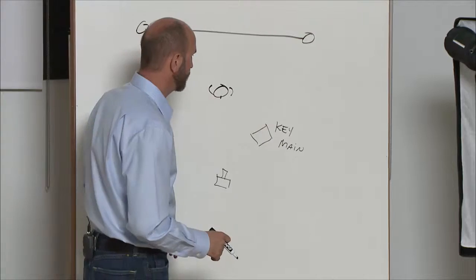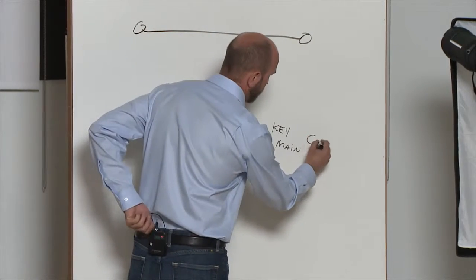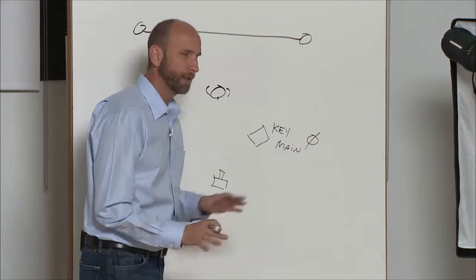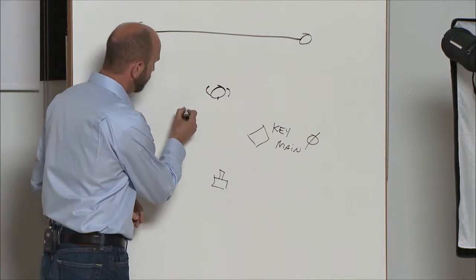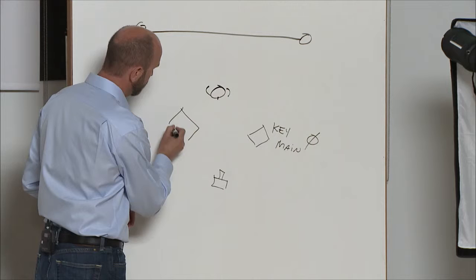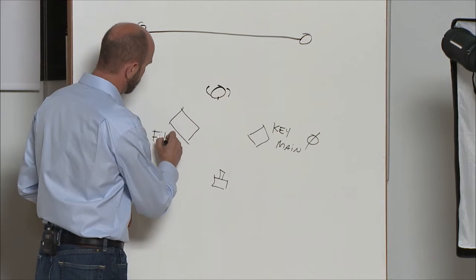So this is our key light. And for this, I'm going to put a 0 next to that. That's a 0. That'll make sense in a second. Over here, we're going to add a fill light.